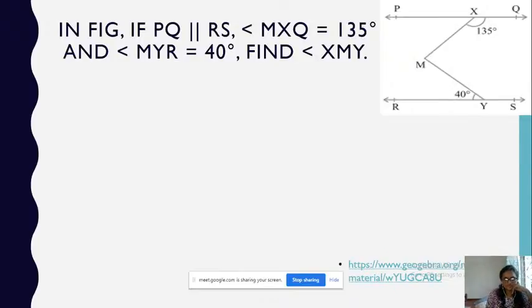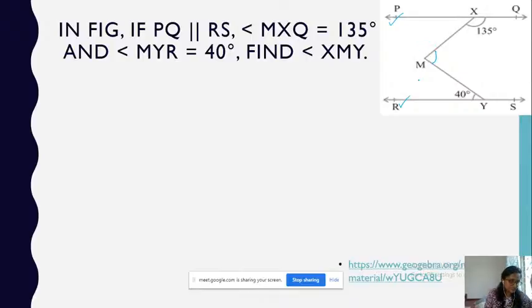In figure, if PQ is parallel to RS, the angle MXQ is 135 degrees and angle MYR is equal to 40 degrees. Find angle XMY. So we need to find this angle XMY in the figure. We are given that the line PQ is parallel to the line RS, and angle MXQ is 135 degrees, and angle MYR is 40 degrees. Now we need to find angle XMY.